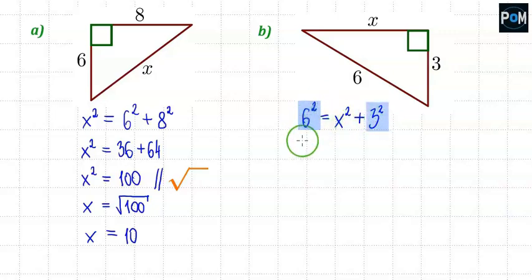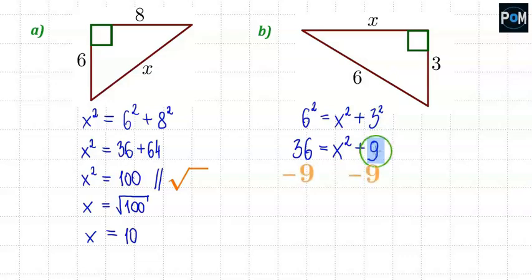We can square 6 to get 36. X squared is not exponentiated, so we just rewrite it, and we exponentiate the 3 squared. 3 times 3 equals 9. Now we don't want the number 9 to be here, so we need to subtract 9 from both sides of this equality. The positive 9 and the negative 9 cancel each other out, and here we subtract 36 minus 9 and get 27. This equals x squared.